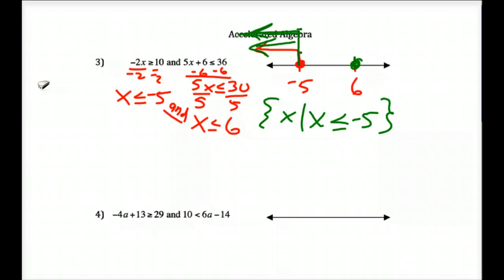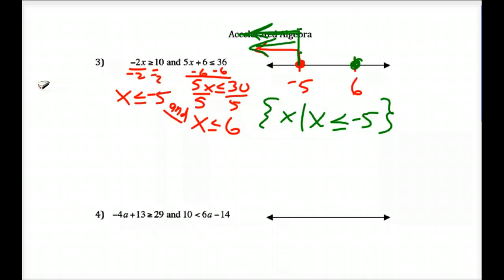We're looking for "and," which means both of them have to be true. This in-between stuff is not true for less than or equal to -5, so I'm not going to count it. But for the "or" one, you count it, because as long as one of them is true, it's true. If this were an "or," the answer would have been less than or equal to 6. But it's not an "or," it's an "and."